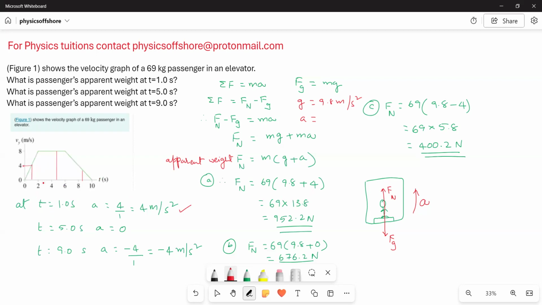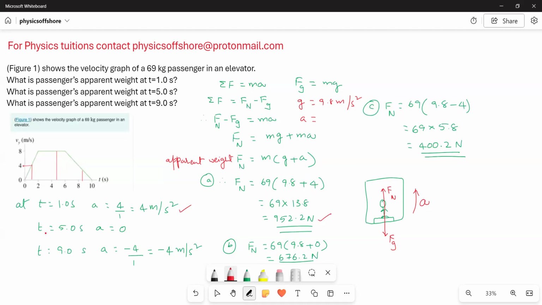Now substitute this value in the equation Fn equals m(g plus a). With m equal to 69 kilograms, g equal to 9.8 and a equal to 4 meters per second squared, we get 952.2 newtons as the apparent weight when the elevator is accelerating upwards. That means when t equals 1 second, the apparent weight of the passenger is 952.2 newtons.